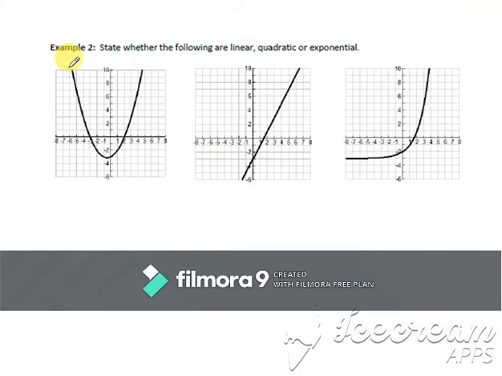Example 2, state whether the following are linear, quadratic, or exponential. Okay, so just by taking a look at different graphs and the way they curve, or maybe if it's a line, we can tell if it's linear, quadratic, or exponential. So the first one here, this looks like a happy face, so it's U-shaped. Okay, so U-shaped is actually going to be quadratic.